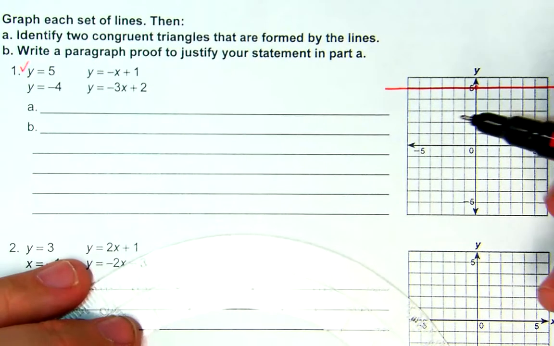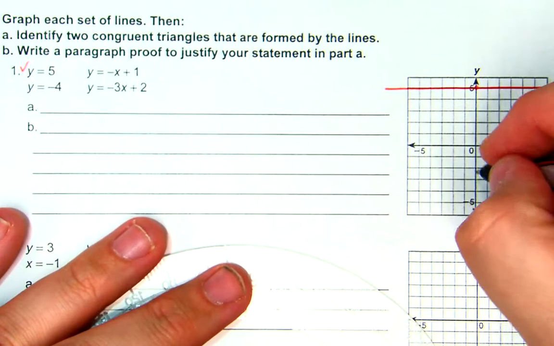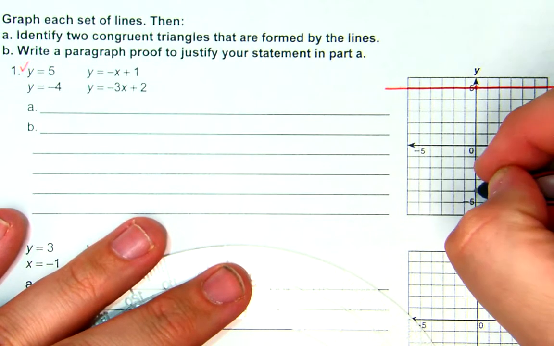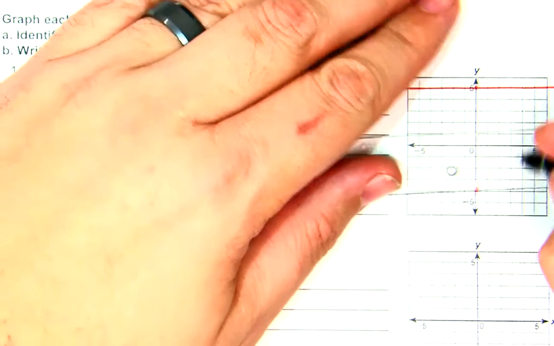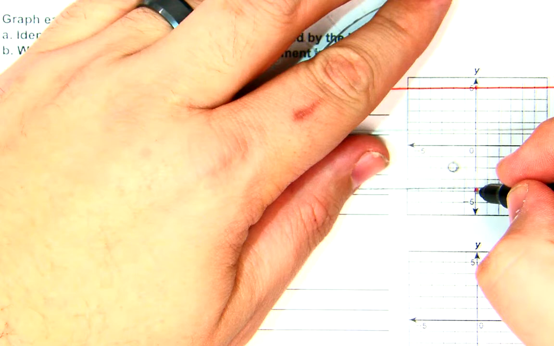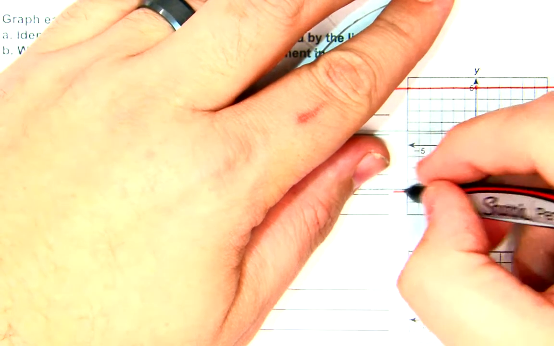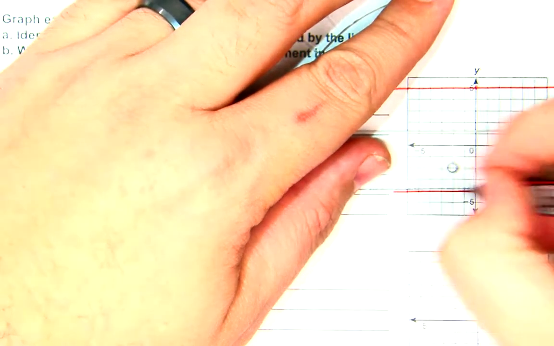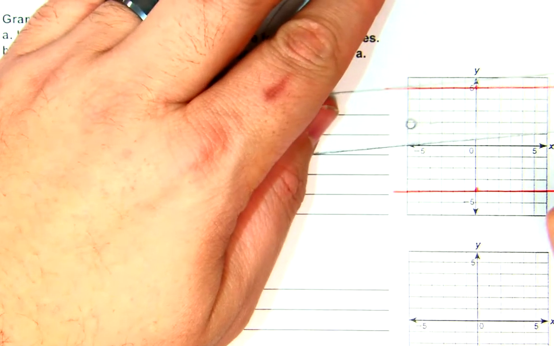We have y equals negative 4. So find the y equals negative 4. 1, 2, 3, 4. Y equals negative 4.